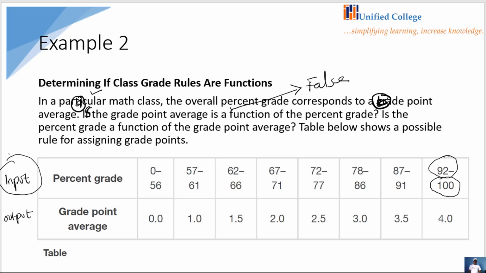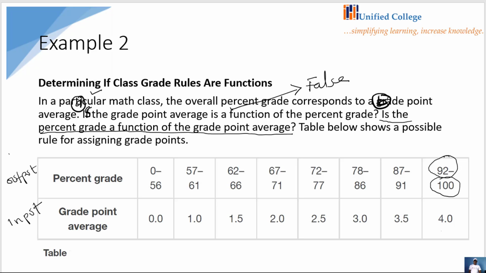To answer the second question, B, is the percent grade a function of the grade point average? Don't forget that the output is usually a function of the input. Percent grade here is our output. So let's change this to our output: the percent grade, our output, and the grade point average, our input.